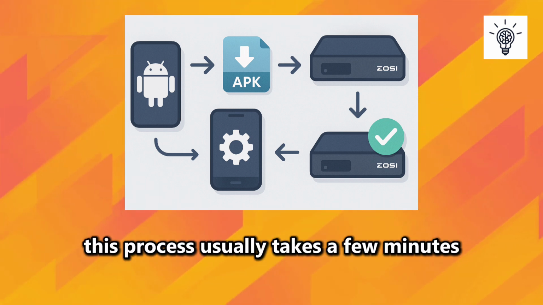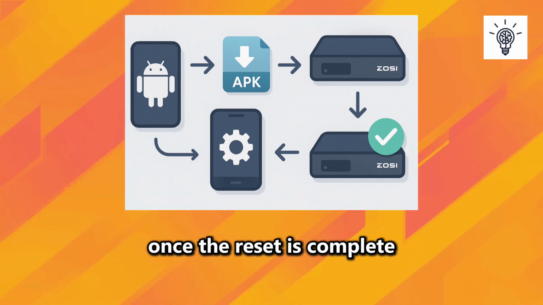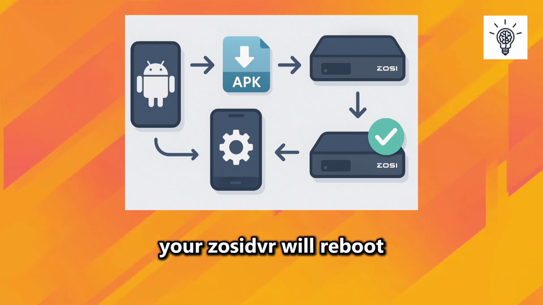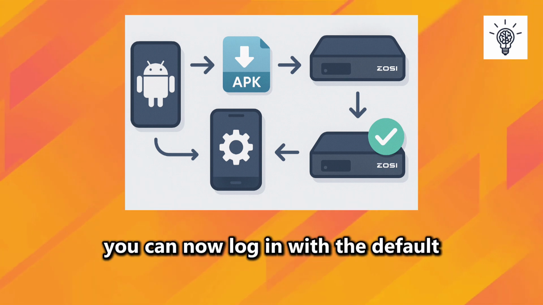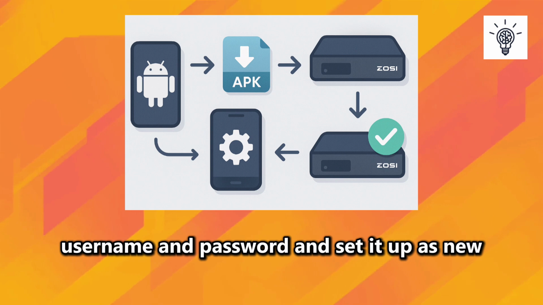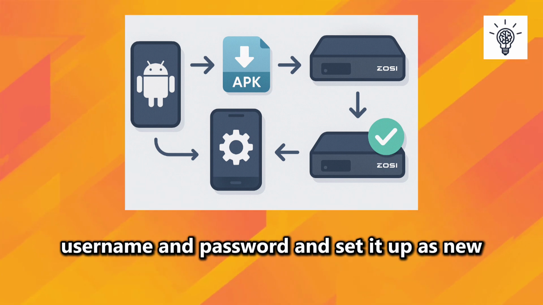This process usually takes a few minutes. Once the reset is complete, your Zosi DVR will reboot. You can now log in with the default username and password and set it up as new.